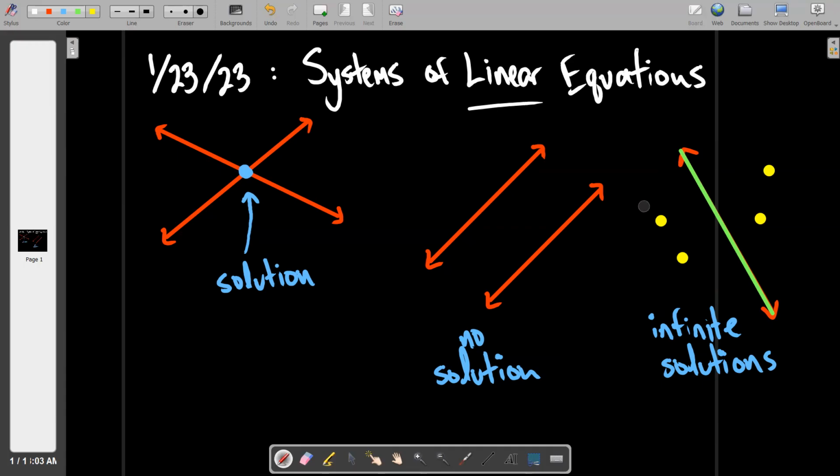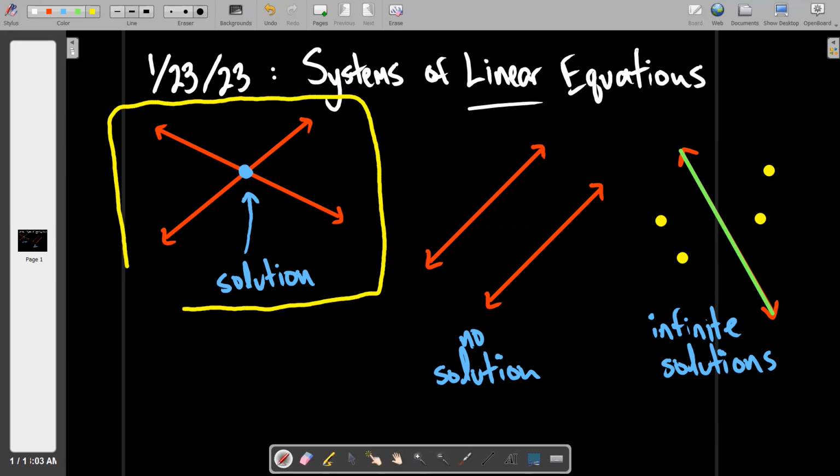So those are the three things that can happen when you graph two lines. Today's assignment is, I think, entirely going to focus on this first one, and that is, there is one solution. Okay, clear?